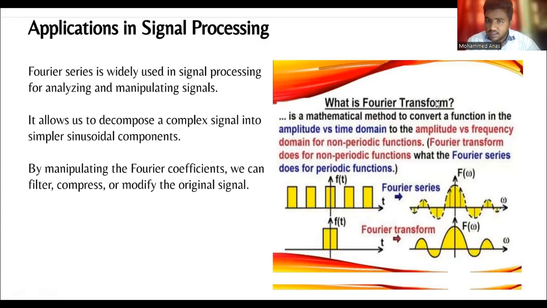What is the Fourier transform? Fourier transform is a mathematical method to convert a function in the amplitude versus time domain to the amplitude versus frequency domain for non-periodic functions. Fourier transform does for non-periodic functions what the Fourier series does for periodic functions. This is the Fourier series and this is the Fourier transform.